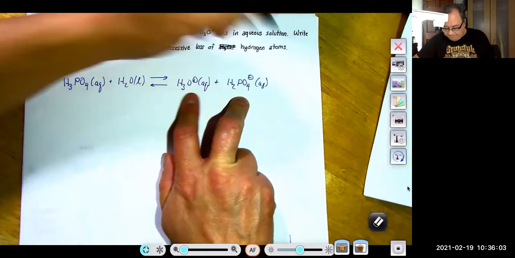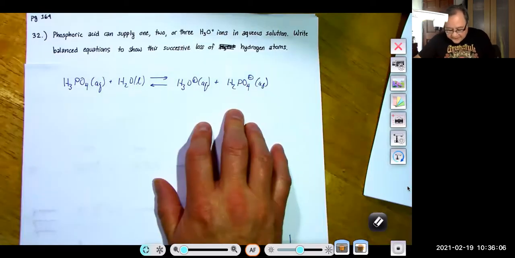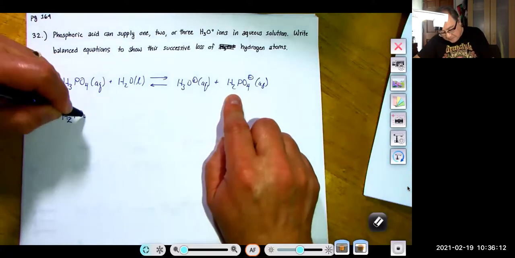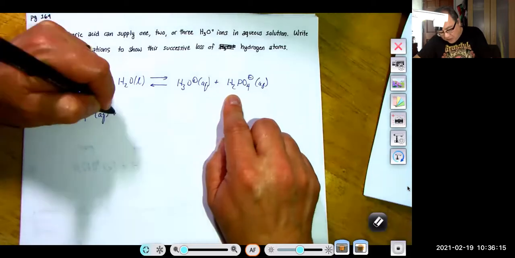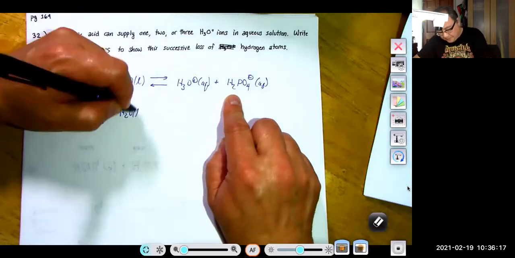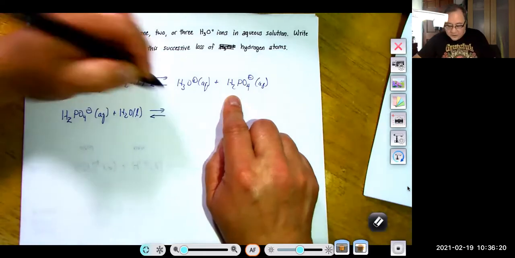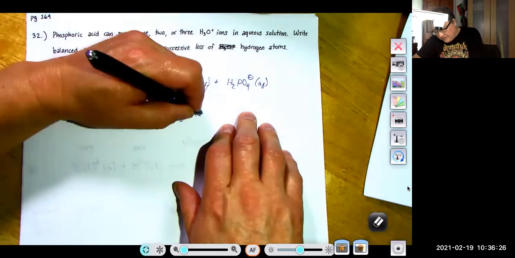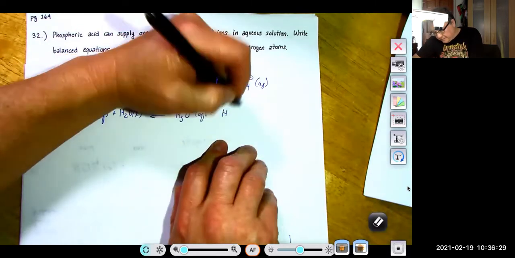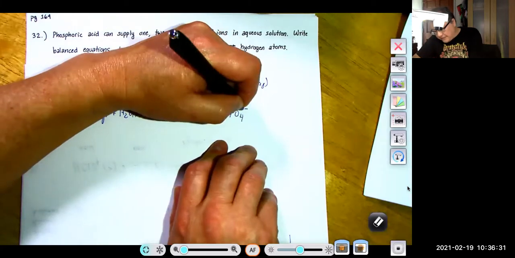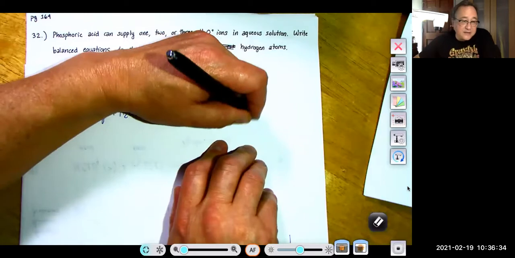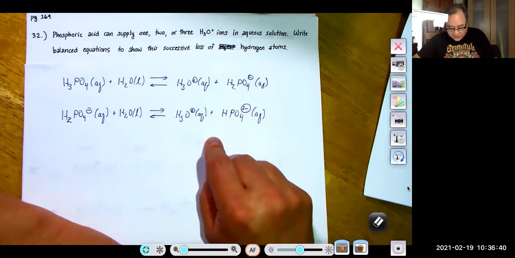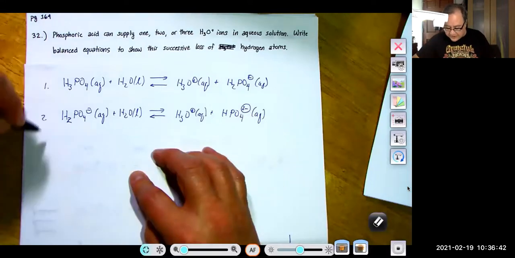So there's 1. And this is an acid. And it can react with water. And it can do the same thing. Except you're not going to get H2PO4, you're going to get HPO4 2 minus. And then it can do it a 3rd time. So here's 1, 2, and a 3rd time.